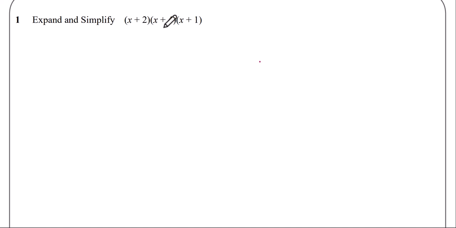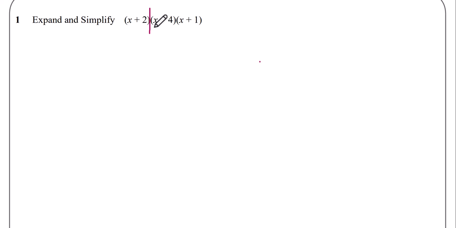x plus 2 in bracket, x plus 4 in bracket, and x plus 1 in another bracket. So what I think I'm going to do is multiply these two, and the answer I get I multiply by the third. So how do you do it?